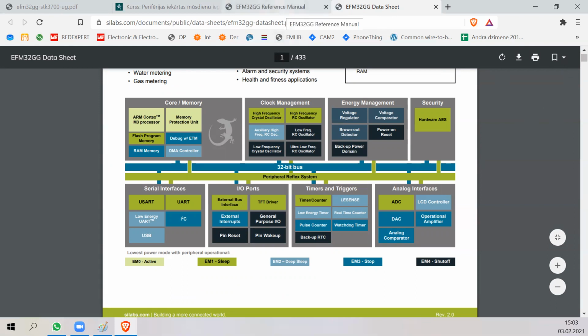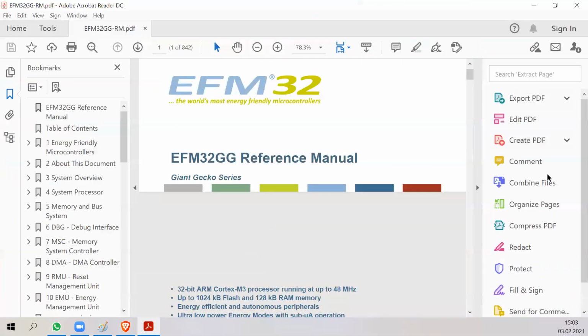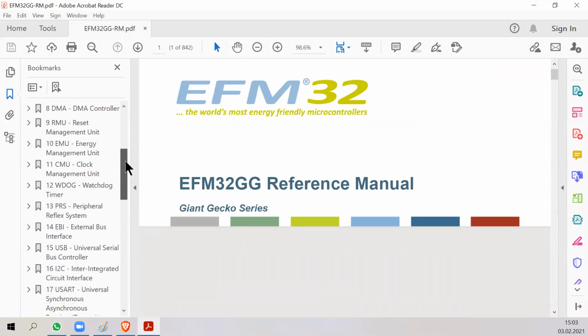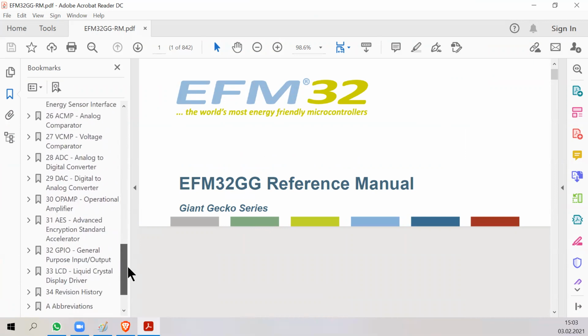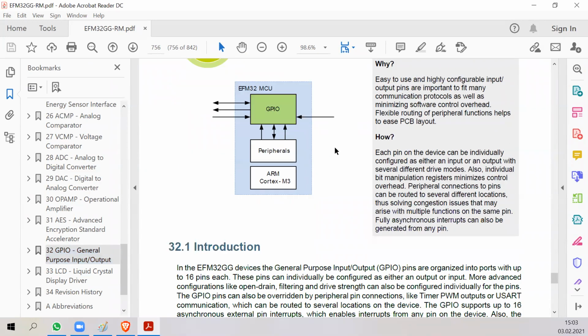And now I will open the reference manual in a PDF viewer, because this reference manual also has bookmarks. So for example, I want to read about general purpose input and output, and I can just click on it and it goes to the corresponding page.